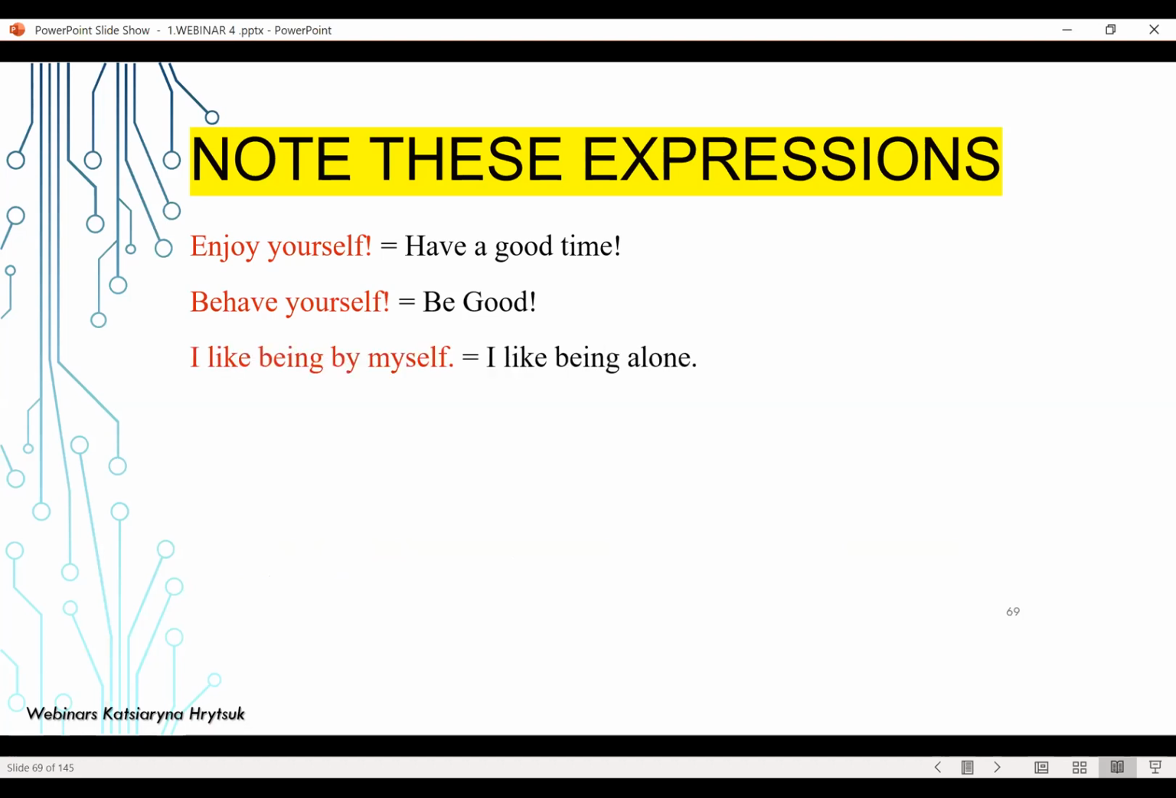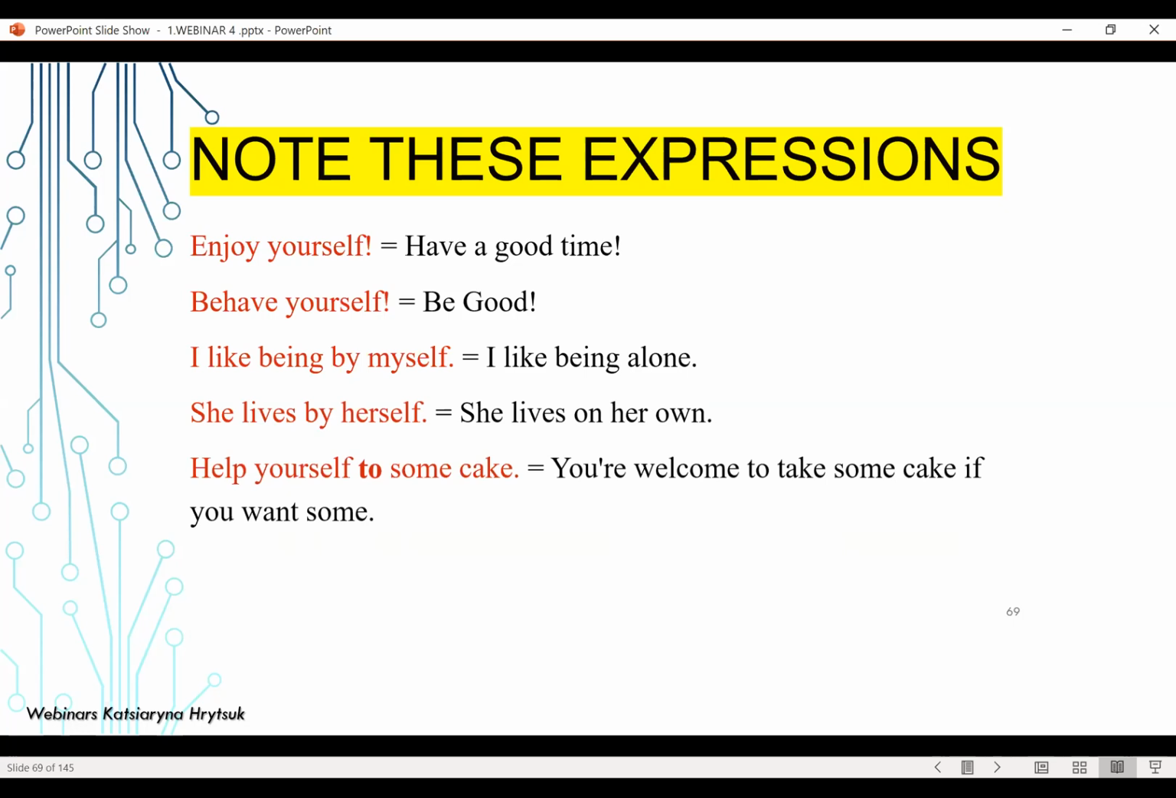Next, I like being by myself. It means you like being alone. I like being by myself. You don't like to be in the company of someone, so you prefer to stay alone. So I like being by myself. She lives by herself. It means she lives alone or she lives on her own. This is the same. So she lives by herself. She lives on her own. She lives alone. All the same meaning.